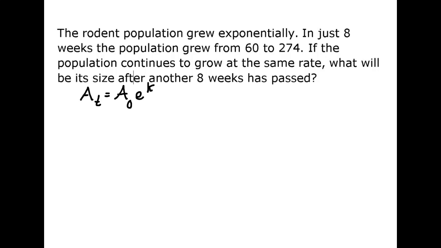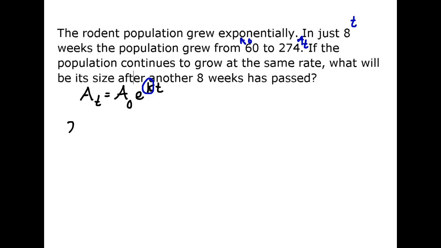raised to the kt, where a sub 0 is the initial amount, a sub t is the final amount, k is the relative rate of growth, and t is time. In all of these problems you first have to find the k, so you're given enough information in the first sentence to go ahead and find what k is, because here's your a sub 0, the 60, here's your a sub t, the 274, and here is 8, the time. So we'll go ahead and fill those in.